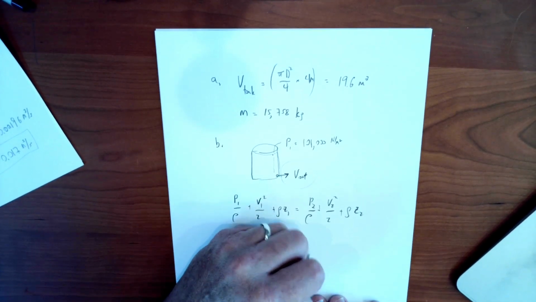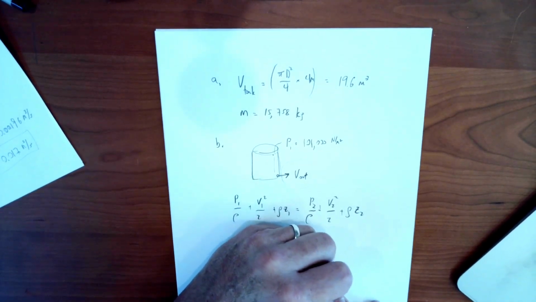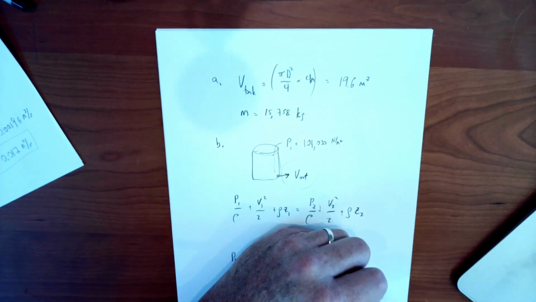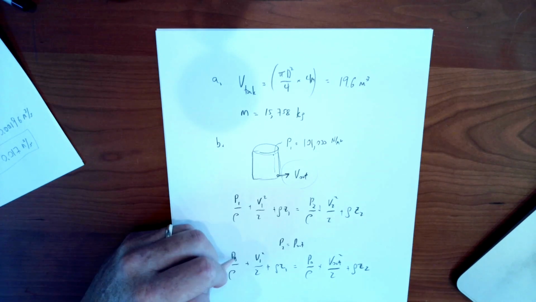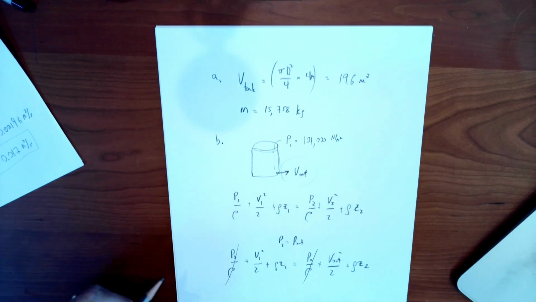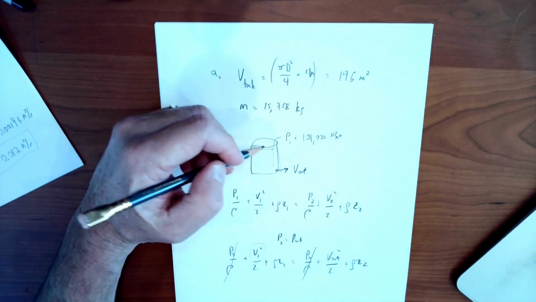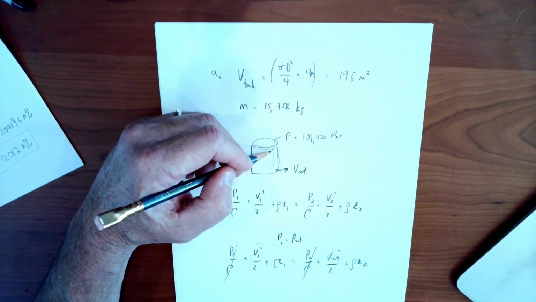And then we've got P naught over rho plus the outlet velocity squared over 2 plus g Z2. All right, so that's that. The P naught terms clearly cancel. V1 is 0.